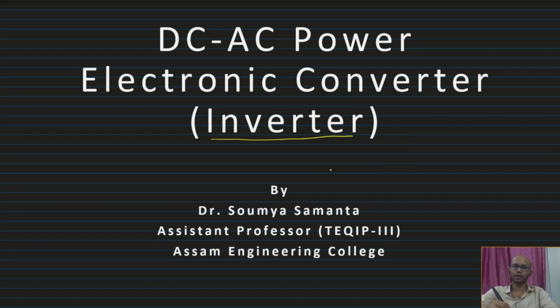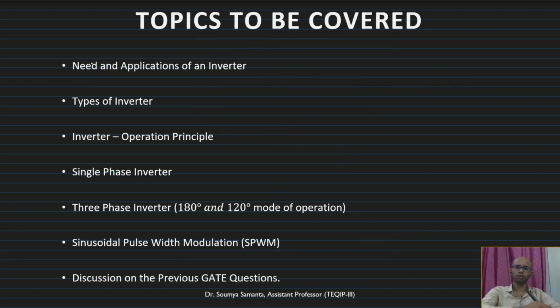Okay, now let us find out what are the subtopics we are going to discuss here. So now in the topic inverter, first we are going to discuss the need of the inverter and its applications. What are the applications and why do we need an inverter in the application? Then we will discuss the types of inverter, how many types of inverter are in use. Next we will discuss the inverter and its operation, how we operate an inverter, what is the operating principle or the working principle.